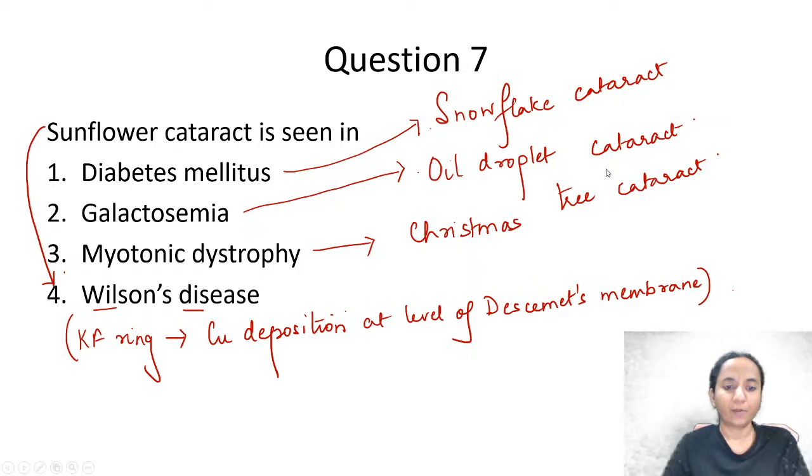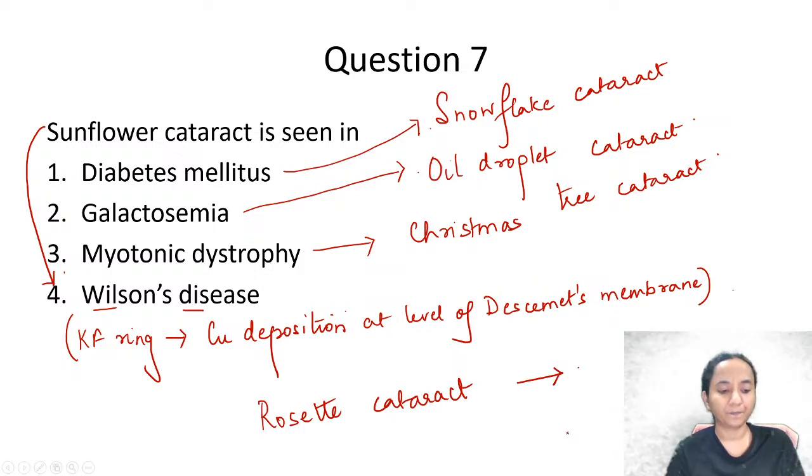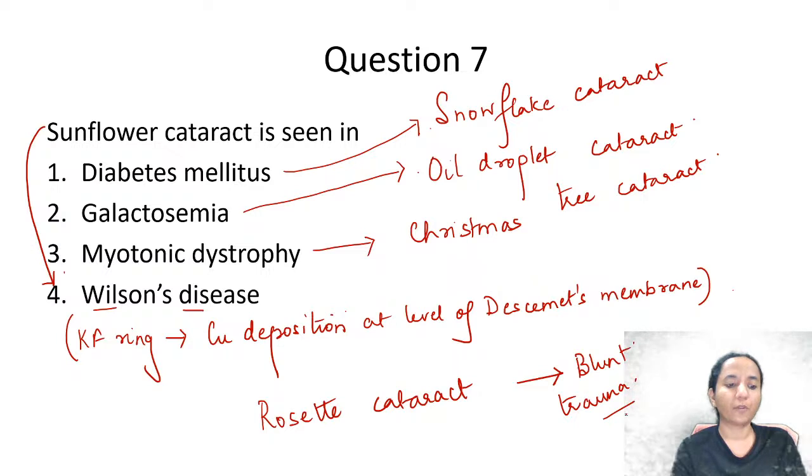Okay, let's go to the next question. Where do we get to see rosette cataract, by the way? Blunt trauma, very good. Rosette cataract is seen in blunt trauma.